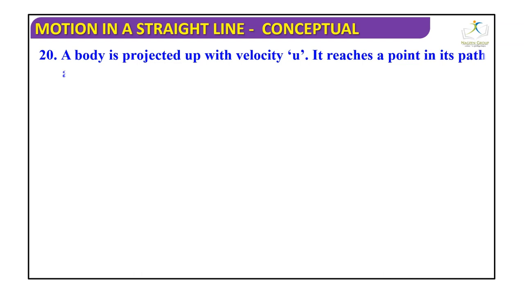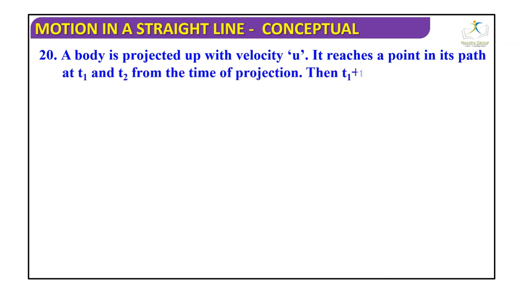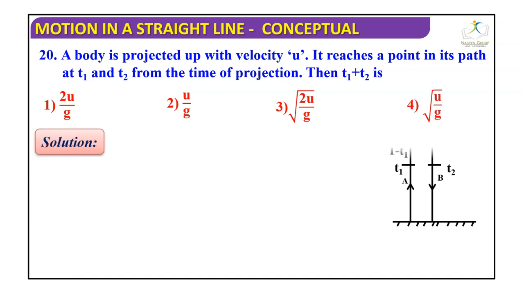Next question is, a body is projected up with the velocity u. It reaches a point in its path at t1 and t2 from the time of projection. Then t1 plus t2 is: 2u by g, u by g, 2u by g, or u by g. Let's move with the solution, students.